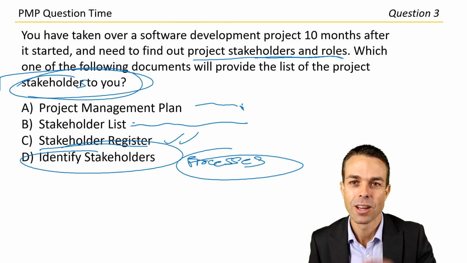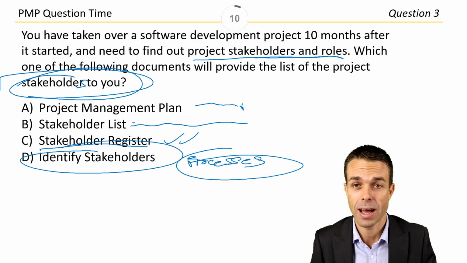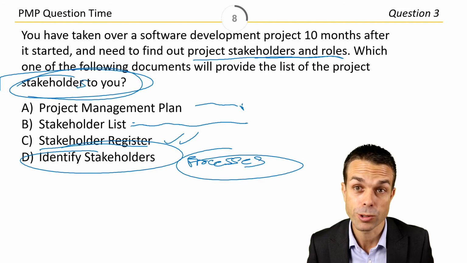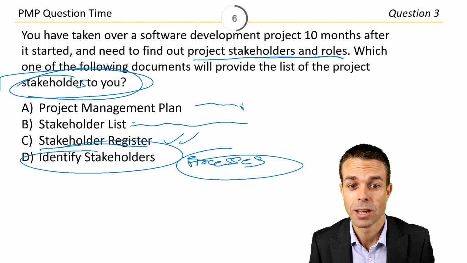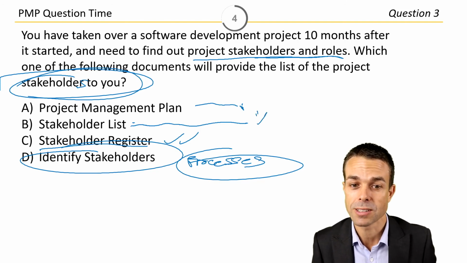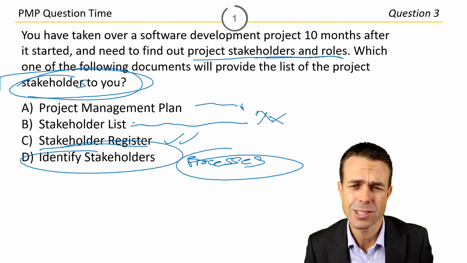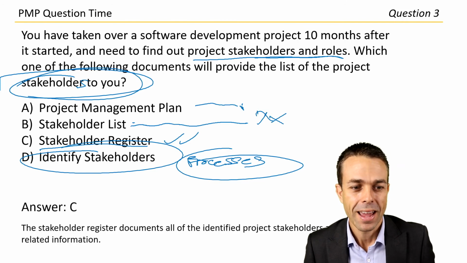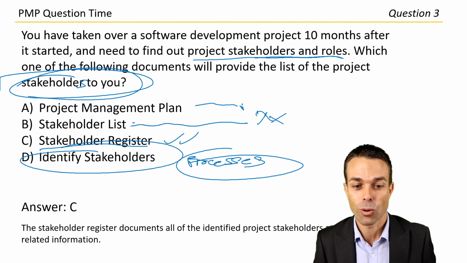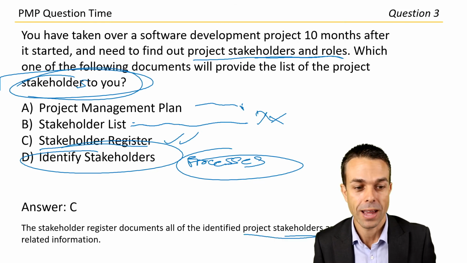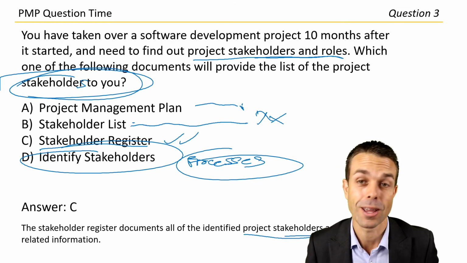So yeah, it has who they are, maybe how long you've got them for, what their roles are going to be, their roles and responsibilities. So it is actually a bit more than just a list. So that's a bit important. Let's go with letter C for now. Answer C, the stakeholder register documents all of the identified project stakeholders and related information. Okay, that's nice and broad.